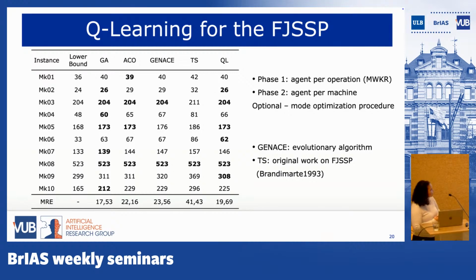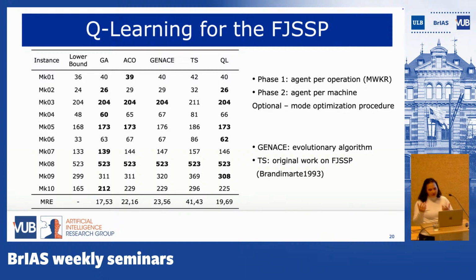The original work on the flexible job shop scheduling problem dates back to 1993, and these are the instances that were proposed. Some of the other algorithms were more recent, of course, and here we can see that except for the genetic algorithm, our algorithm was able to obtain better results compared to the tabu search, the ant colony optimization, and the evolutionary algorithm from the original proposal. So we were able to check that for the flexible job shop scenario, the algorithm was able to obtain comparable or good results, and then we decided to check.